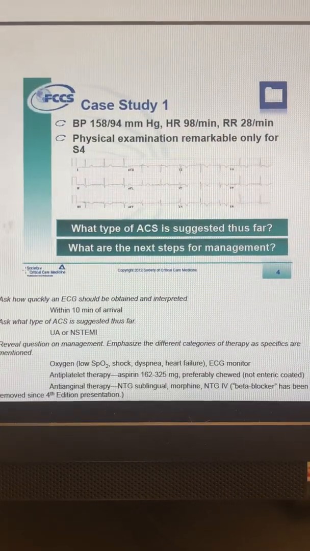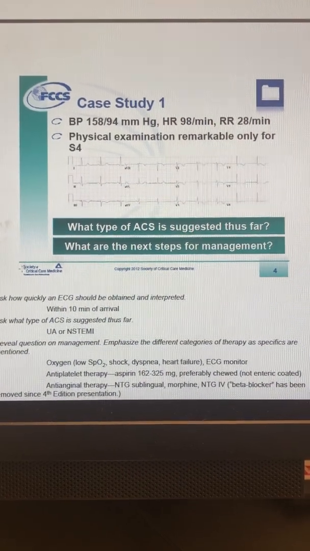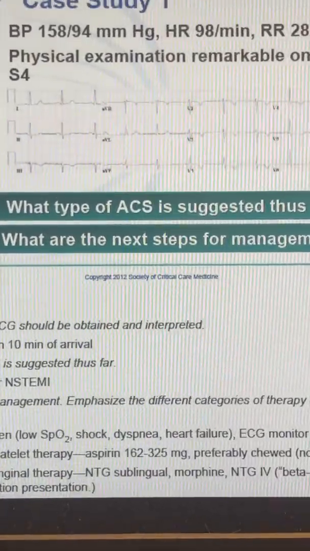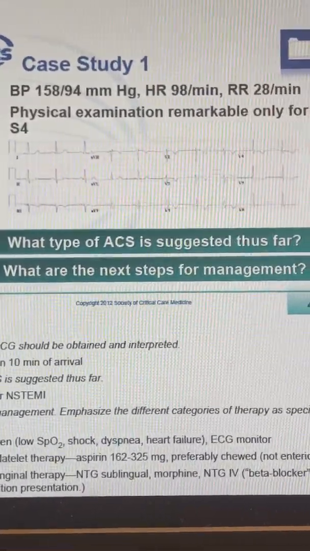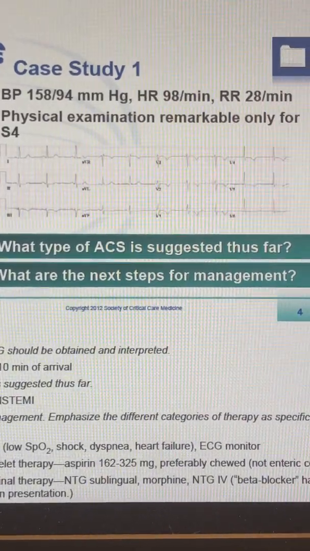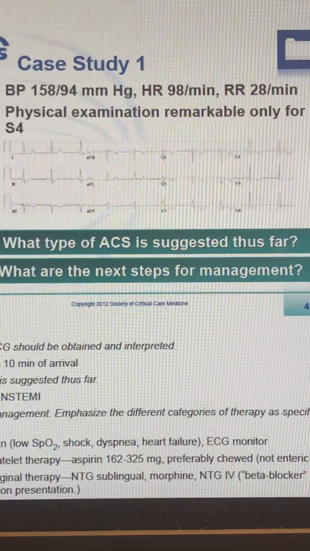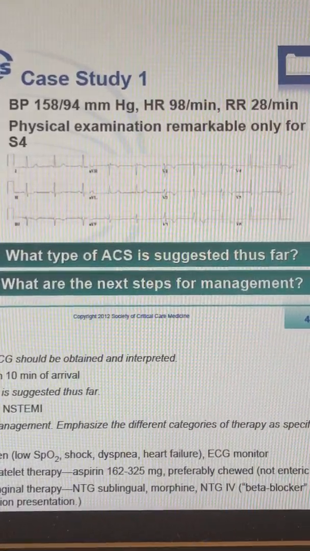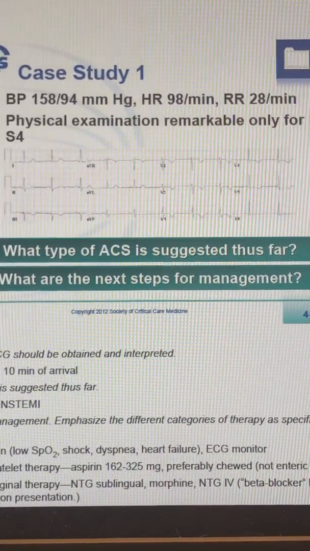So let's look at this EKG. I hope it's clear enough on the video. So this patient's blood pressure was 158/94, heart rate was 98, respiratory rate was 28. Physical examination remarkable only for S4. What type of acute coronary syndrome is suggested thus far? That's the first question based on that EKG. And the second question, what are the next steps for management?